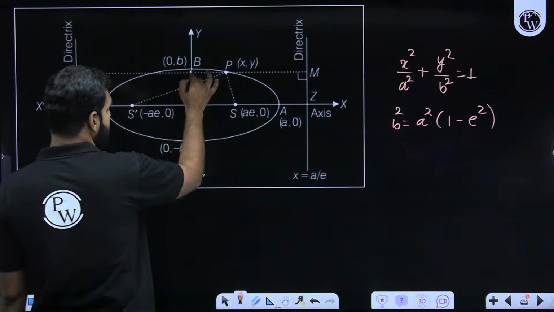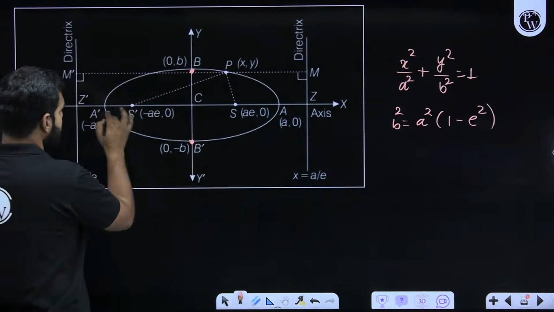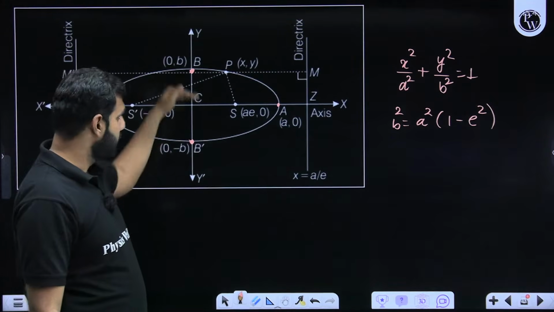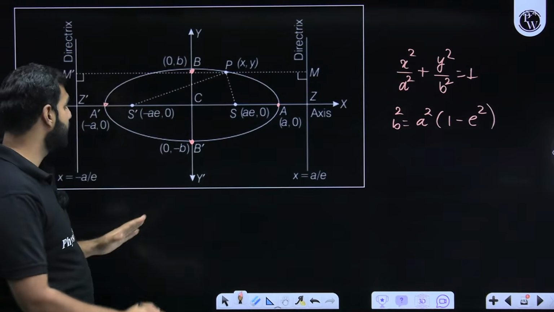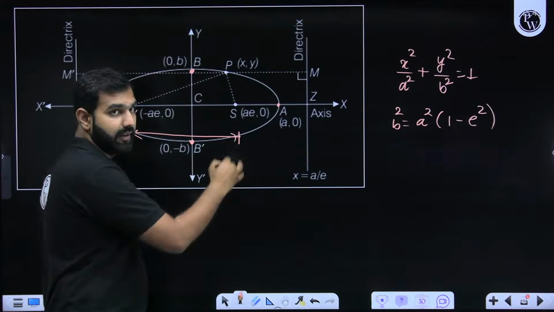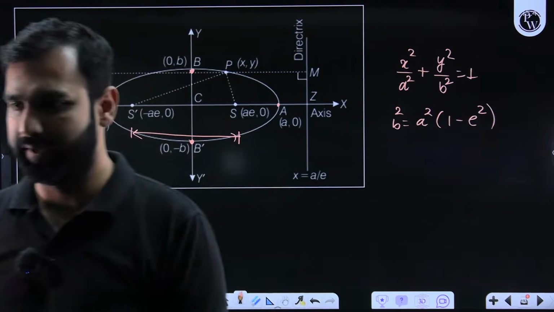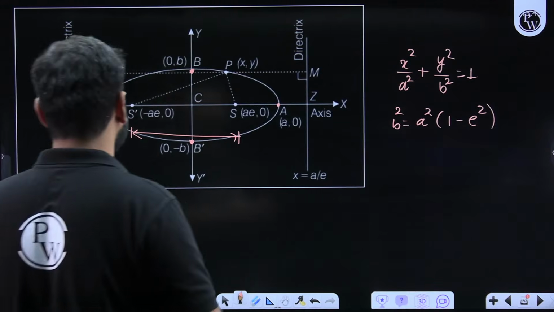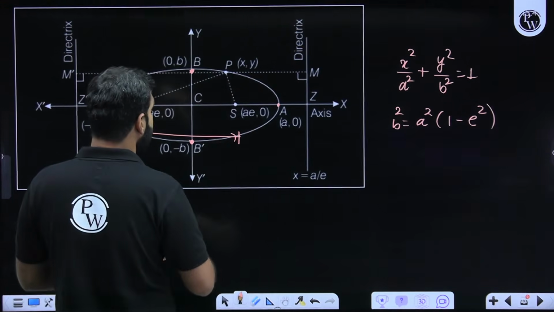This is called the minor axis, this is called the major axis. So the length of the major axis is 2a, and 2b is the minor axis. The distance between the foci is given by 2ae. Now the next part is the distance between the directrices.